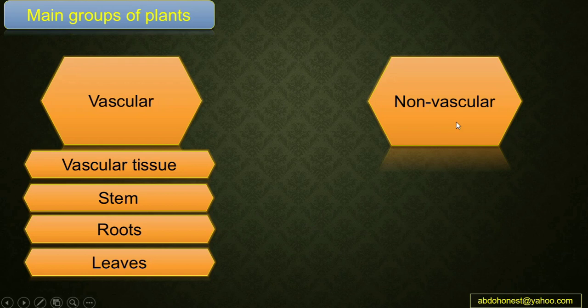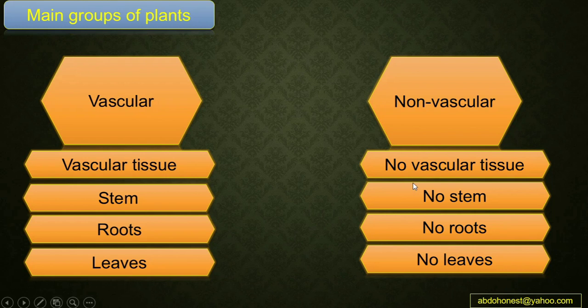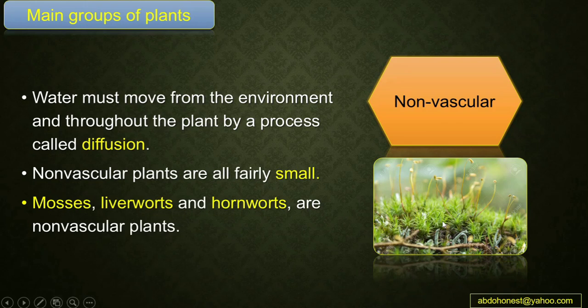On the other hand, guys, we have non-vascular plants, which are relatively small or tiny plants. They don't have a stem, they don't have roots, they don't have leaves, and also they don't have vascular tissue. So they don't have a vascular system for transporting material. So the question is, how can non-vascular plants take in nutrients and water from the environment? They can simply absorb them from the surroundings by a process called diffusion.